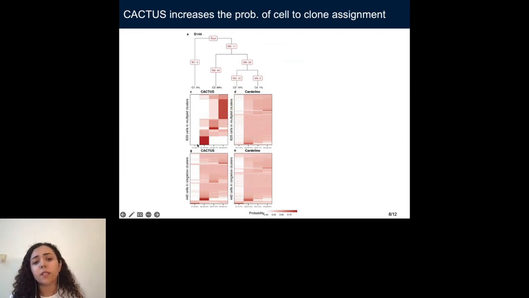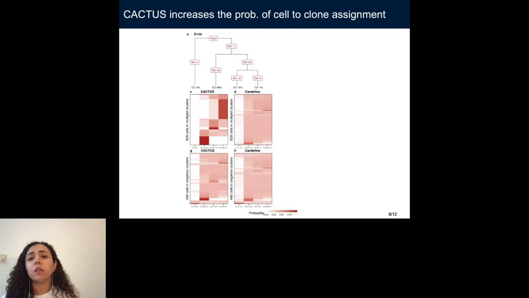The certainty of the assignment in the results of CACTUS is much more than Cardellino. But in the case that we have singleton clusters, the clusters that have only one cell, so we don't have this extra information, the results of CACTUS and Cardellino are similar, and both of them are not very good, actually. We are not that certain in the assignment of the cells to the clusters, which can be caused by the number of reads, the coverage, and other problems of the data.